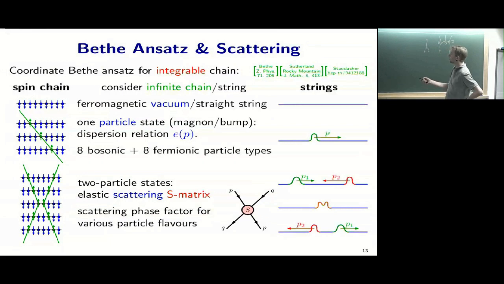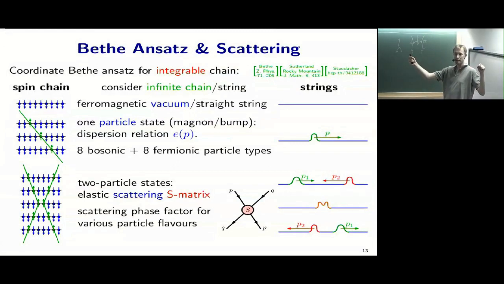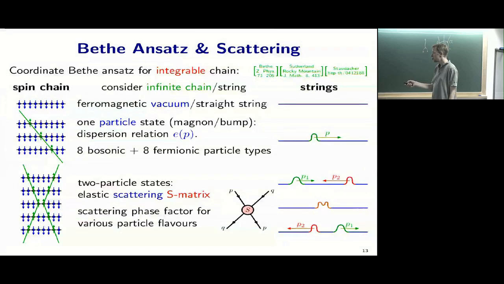And in fact, you get a very similar picture for string theory if you consider a piece of string, which at first you just stretch. There's nothing interesting. That's the vacuum. And then you can excite it by putting some localized excitation on it and let it propagate along the string with a momentum. And that again has a certain dispersion relation. And for this model, as well as for this model, you indeed find that there are 8 types of excitations of bosonic type and 8 fermionic excitations of the vacuum.